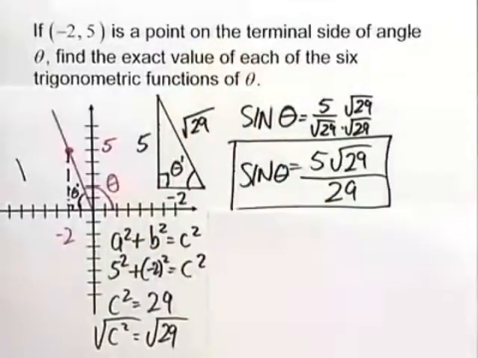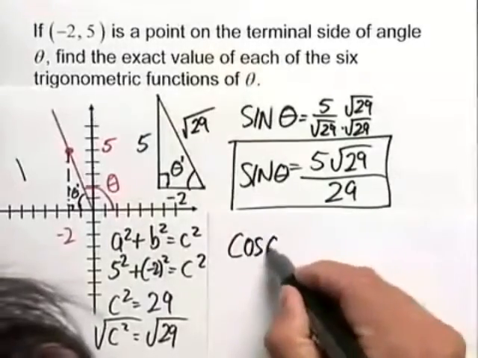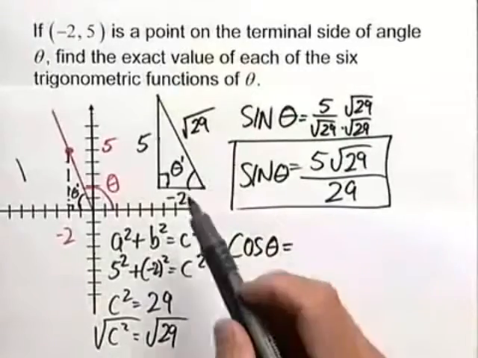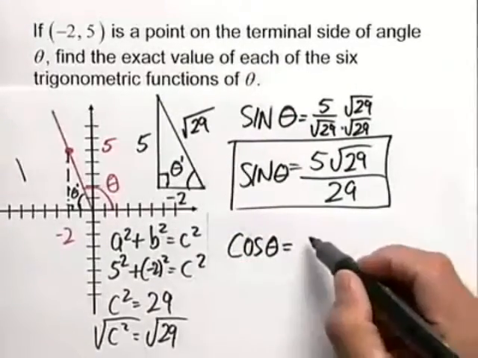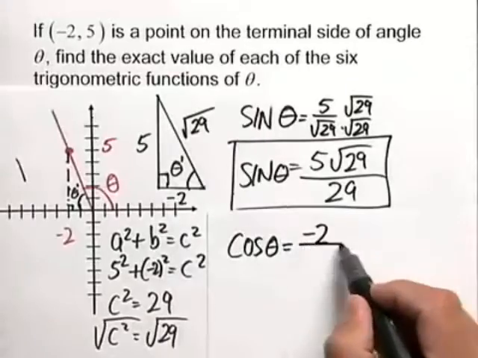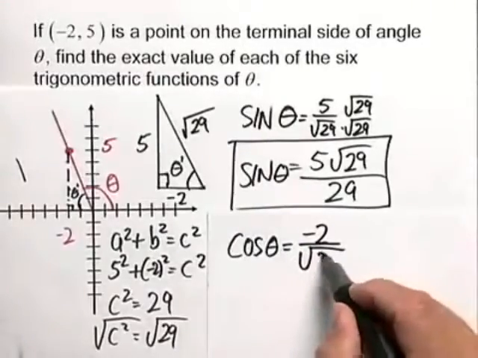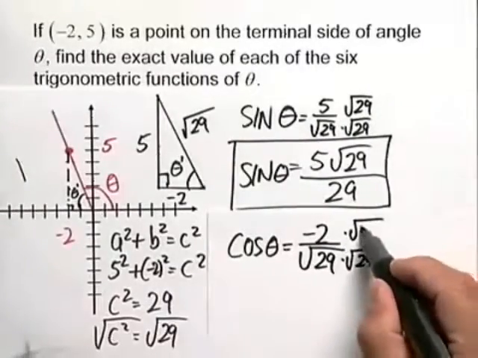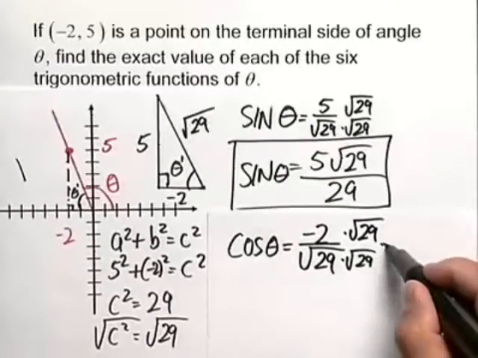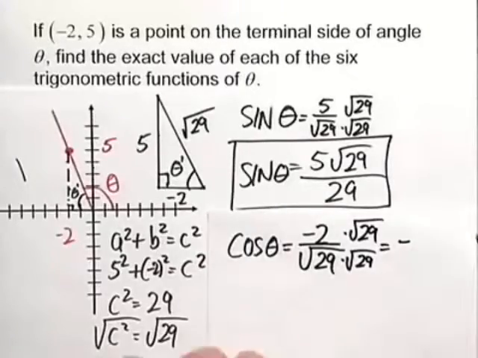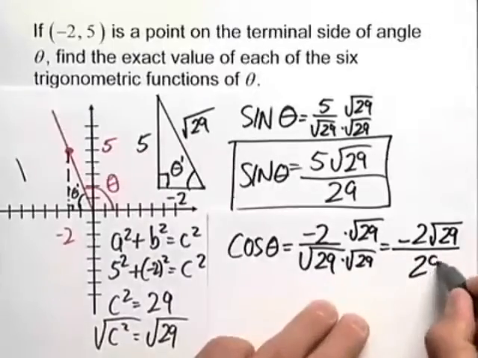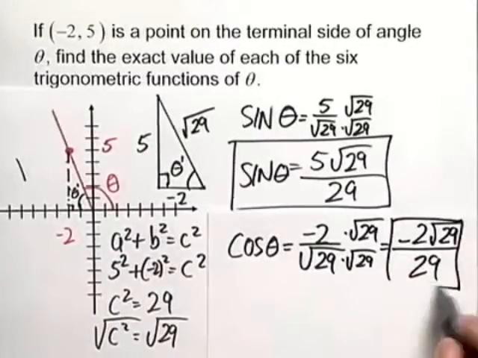Okay? Now let's find the cosine of theta. Remember that the cosine of theta is equal to the adjacent side all over the hypotenuse. And again, focusing on a reference angle theta prime, we have negative 2, the adjacent side, all over the hypotenuse, which is square root of 29. And once again, we want to rationalize our answer, multiplying top and bottom by the square root of 29. From this, we come up with a negative 2 square roots of 29 all over 29. Alright, so there is our cosine value.